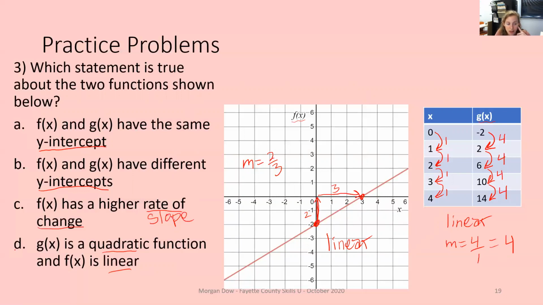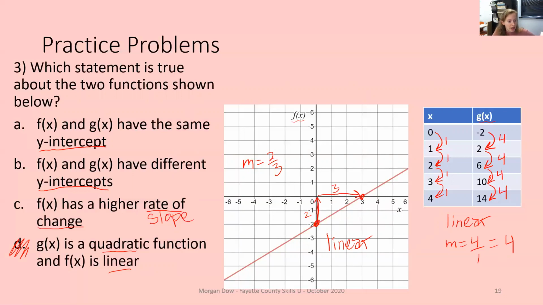So choice D definitely isn't going to work, right? g of x is not a quadratic function. It is a linear function. So even if you're not quite sure how to identify a quadratic function, you know how to identify a linear function, and this is one of them.